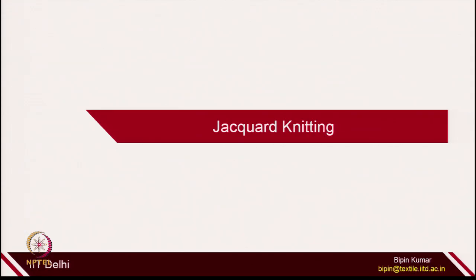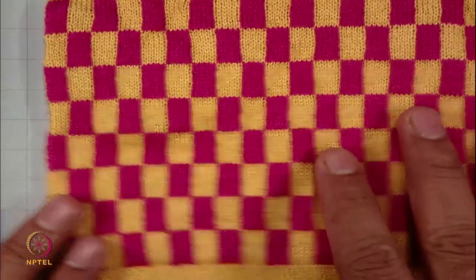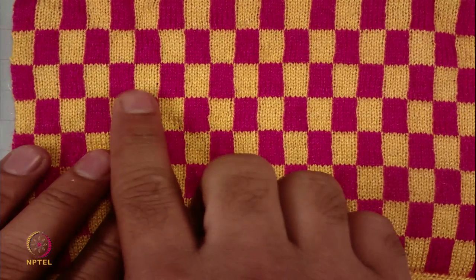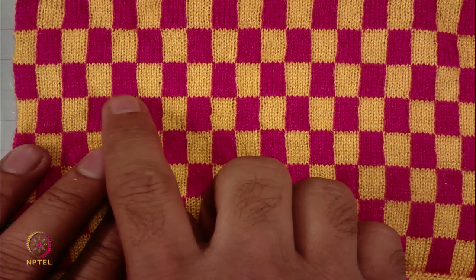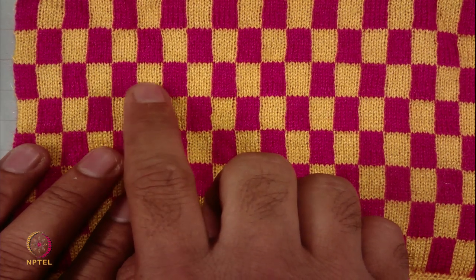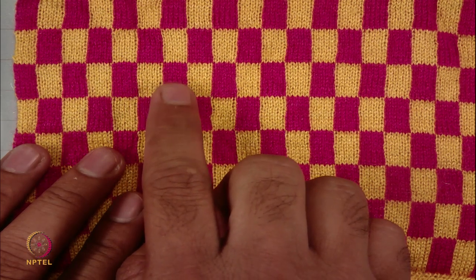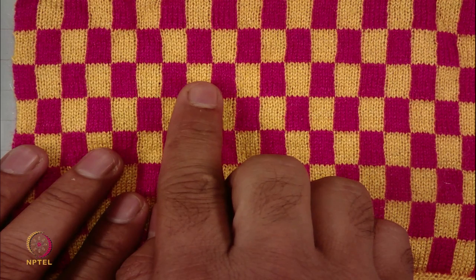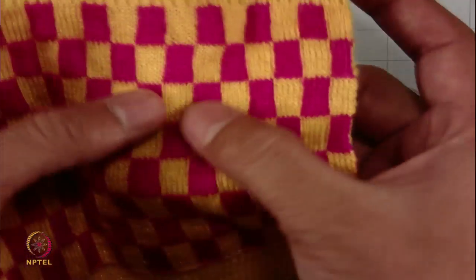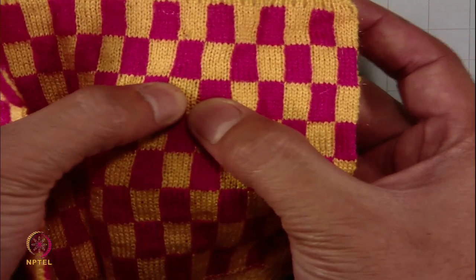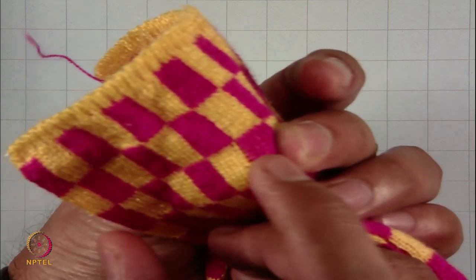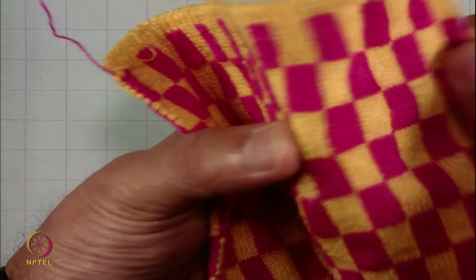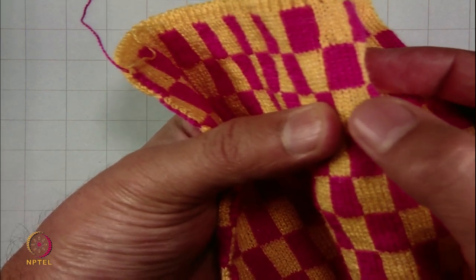So, let us see what you mean by Jacquard knitting. I am showing you one of the fabric samples. At any point you can hide colors. For example, here red color is visible, then yellow color is visible, then again red color is visible, then yellow color is visible. If you reverse it, wherever there is a yellow color, on the back side it is a red color. So, this is your red color, and if you see its front side, it is yellow color.